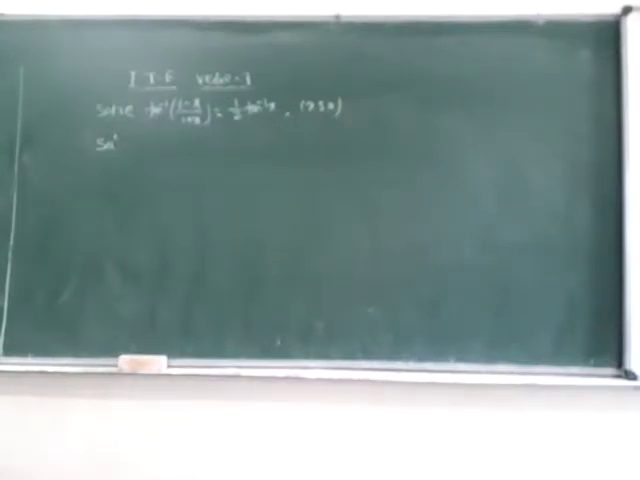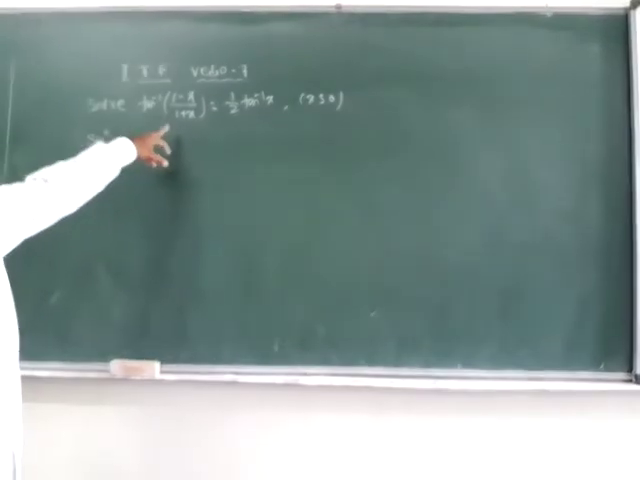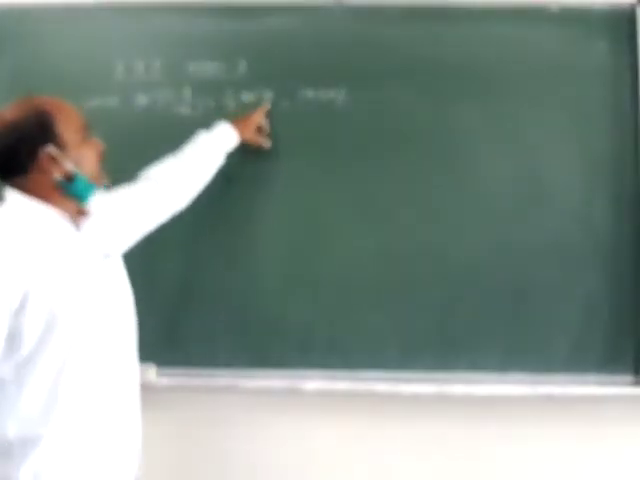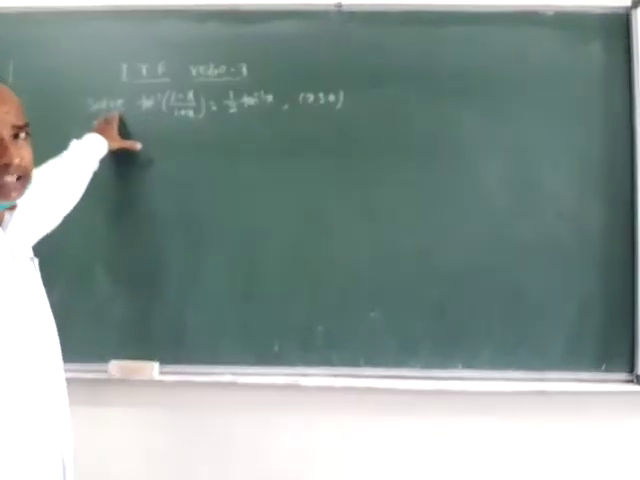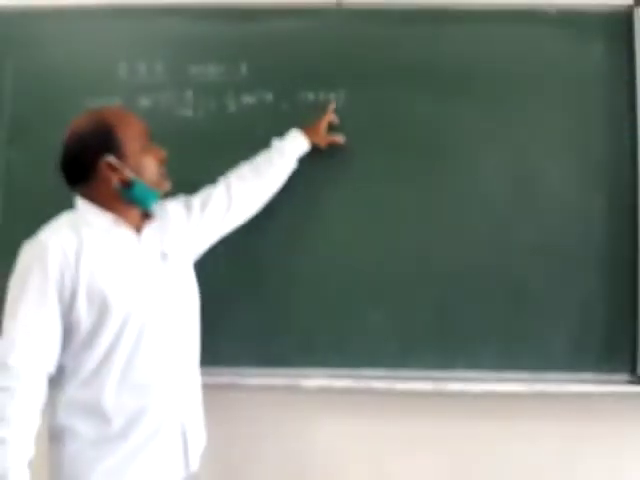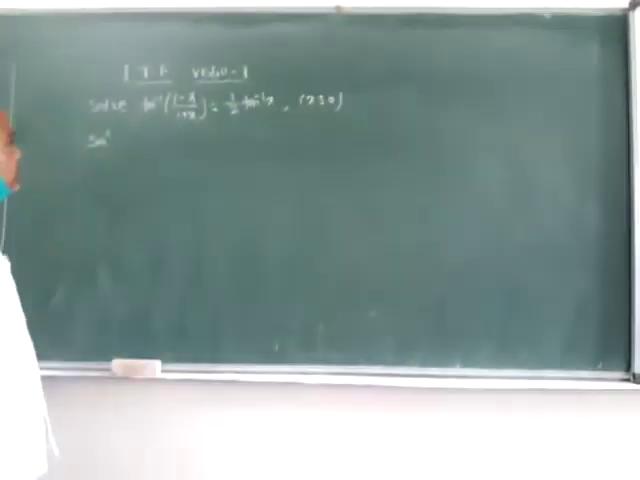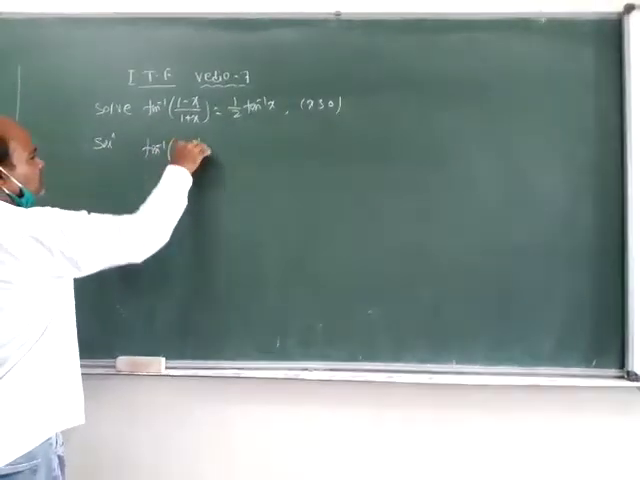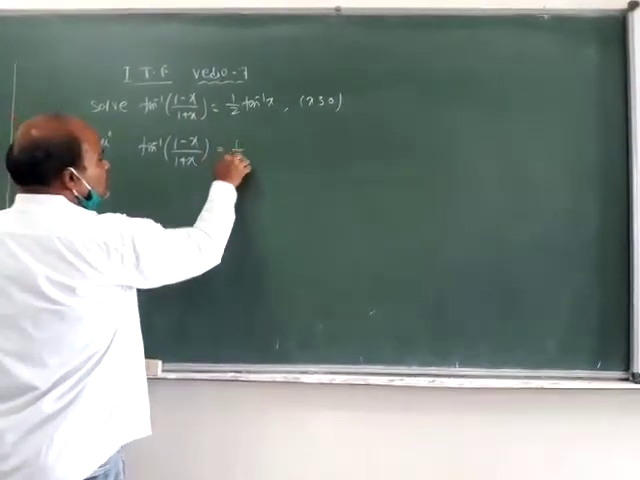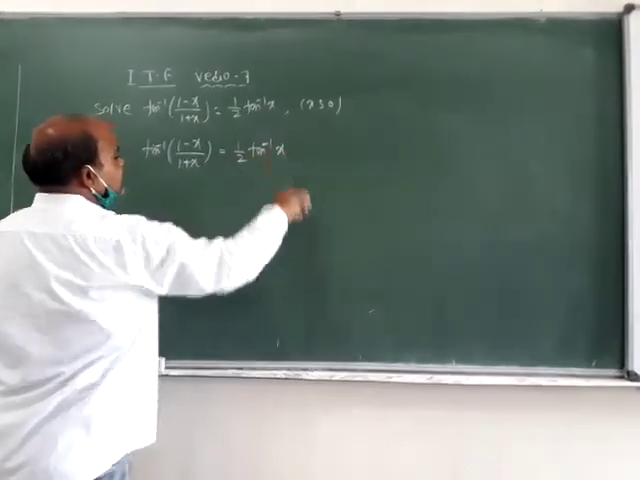Now we come to the question: tan inverse of (1 minus x) upon (1 plus x) is equal to 1 by 2 tan inverse x, and you have to solve. Solve means you have to find the x value, where x should be greater than 0. So the condition given is tan inverse of (1 minus x) by (1 plus x) is equal to 1 by 2 tan inverse x.